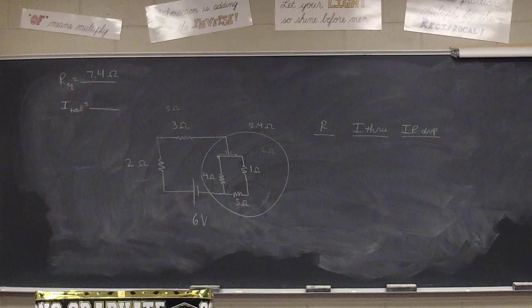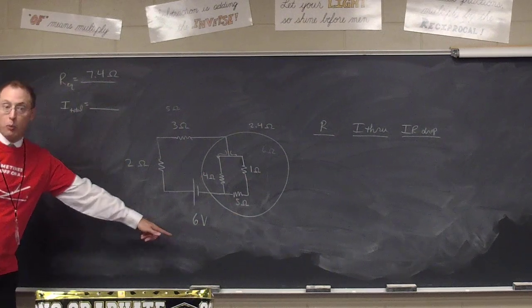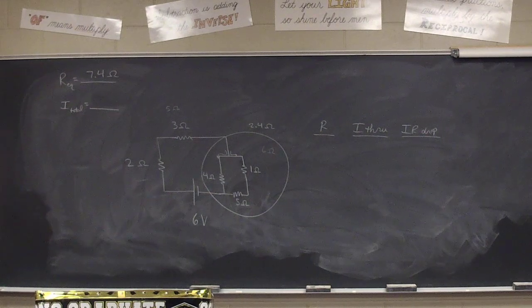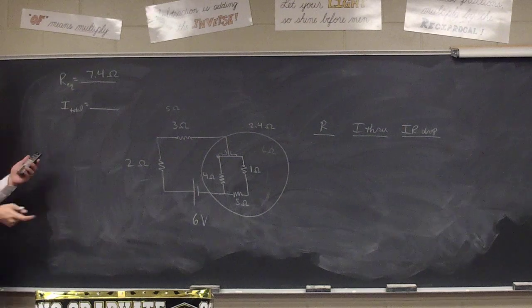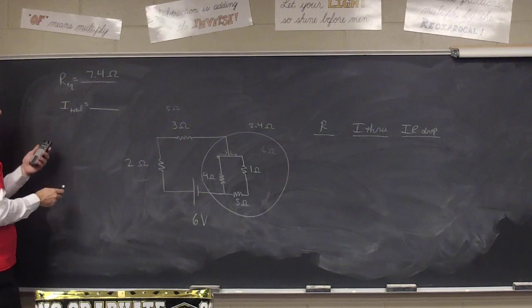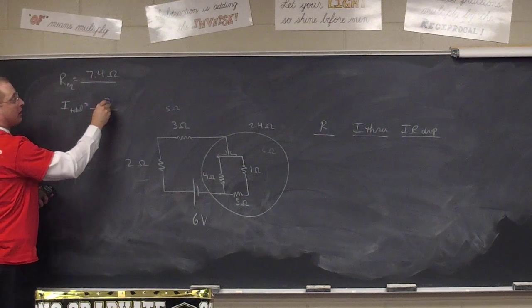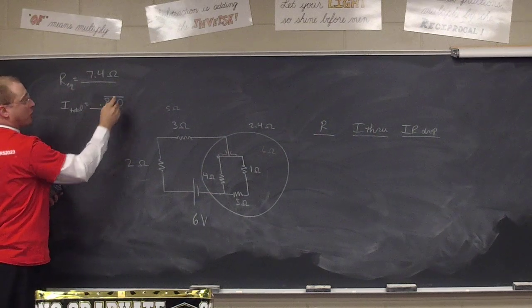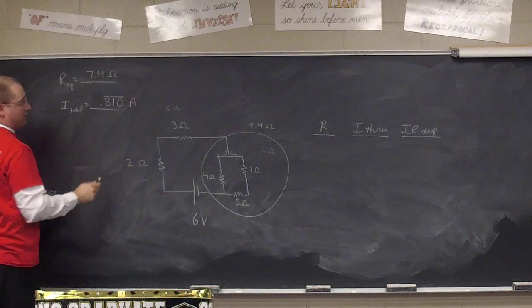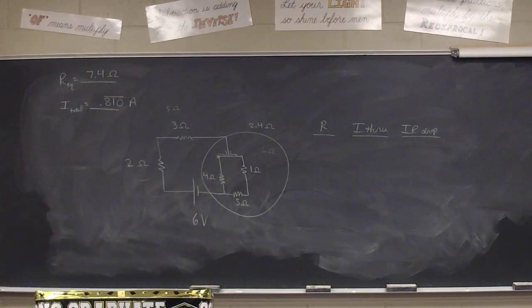7.4 ohms. Now realize, we've got more ohms of resistance than we have voltage to push through. We're not going to get even a whole amp out of this, are we? We're going to have to divide, and we get very little current. What do we wind up with? 0.810, those 3 digits repeating amps, right? Only 0.810 amps. Store that in the memory of your calculator. 0.810 repeating amps. Less than 1 amp.